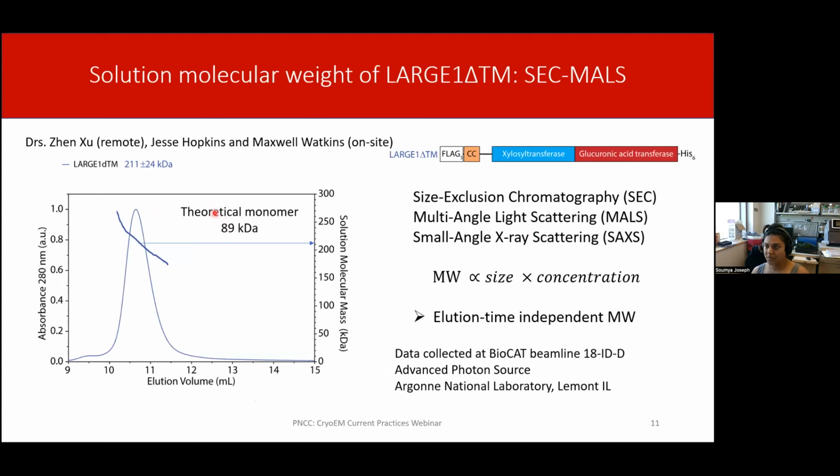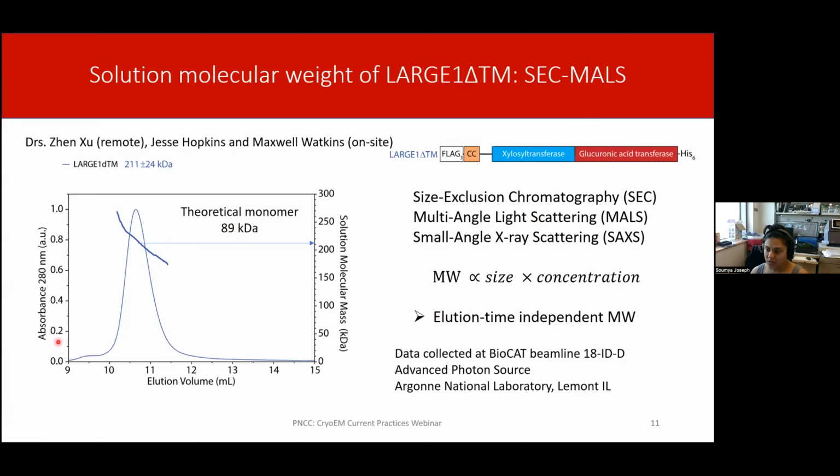One of the other things that we wanted to check was the solution molecular weight of LARGE1. LARGE1 has a coiled-coil domain, which means it's going to form some sort of oligomer, and we wanted to know what that was. The theoretical monomeric weight of LARGE1 is about 89 kilodaltons. So if LARGE1 was a monomer, we would expect about 90 kilodaltons on size exclusion chromatography followed by multi-angle laser light scattering. This MALS part gives you the molecular weight of a protein independent of its elution volume.